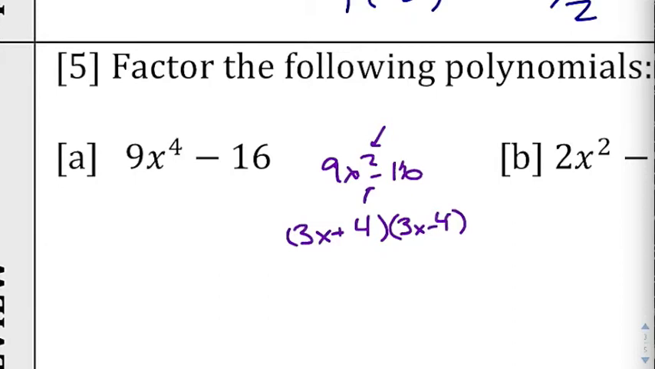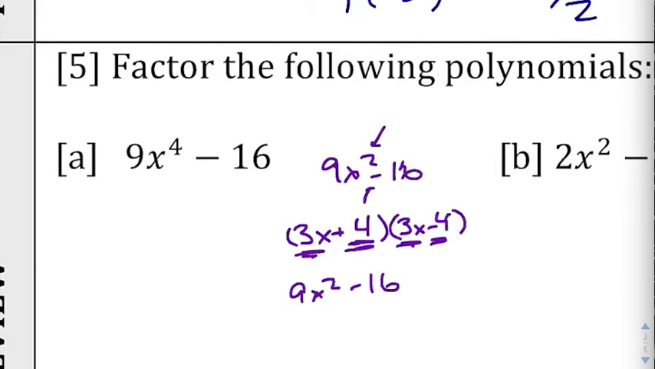But if you look at how this would expand, we have 3x times 3x would be 9x squared. 3x times a negative 4, and then 3x times a positive 4, those would cancel. And then we have a positive times a negative 4, so that would be negative 16. And so that's our coefficients worked out. The one thing that didn't work out is our power.